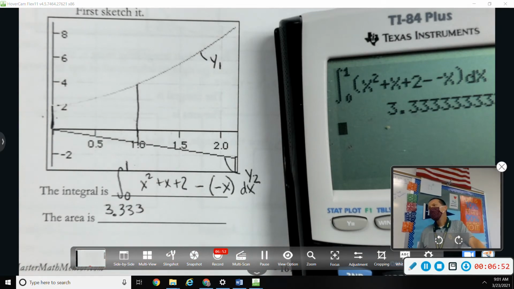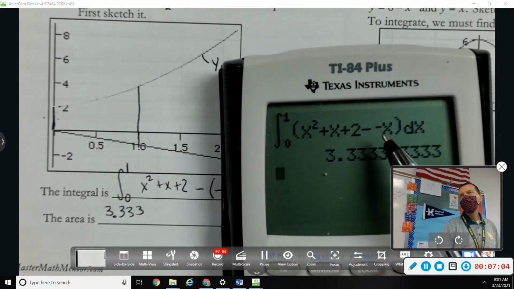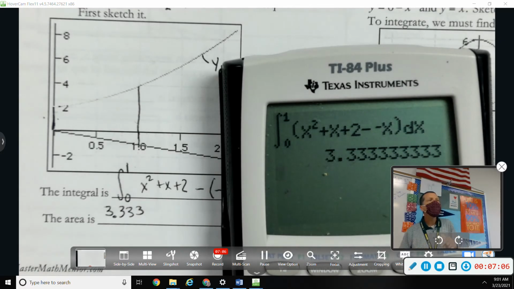So this unit is more about setting up an integral, letting the calculator do the work. And in fact, on the test, quite a few of the multiple choice questions are just set up the integral. So you don't even have to take the time to type it in. It's just which of these setups is correct.